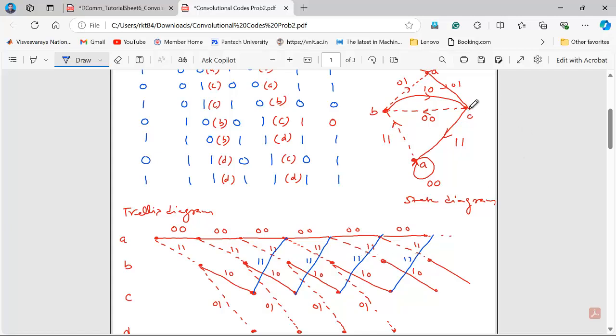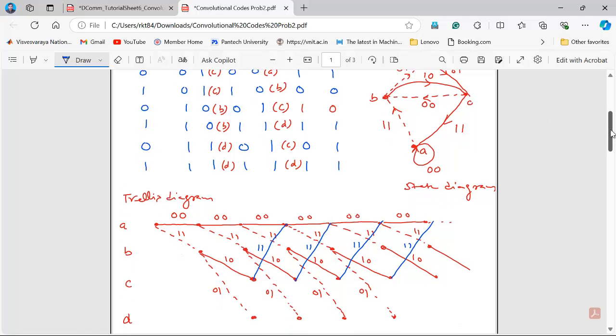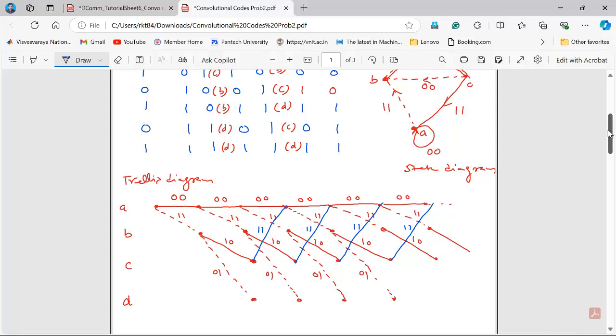And again C to B. C to B is represented by a dashed line, and the value is 0, 0. Represented by a dashed line, value is 0, 0. And C to B, 0, 0.